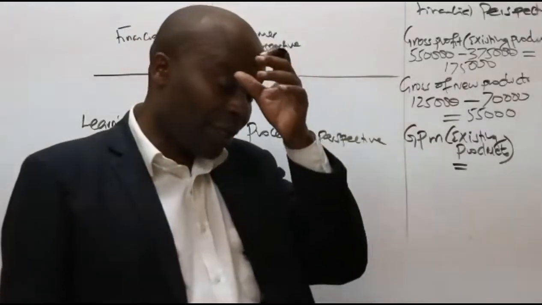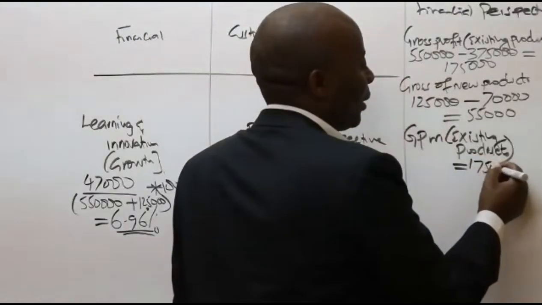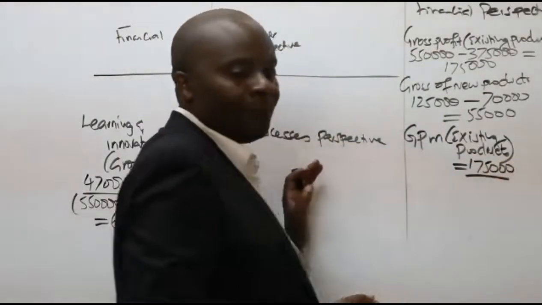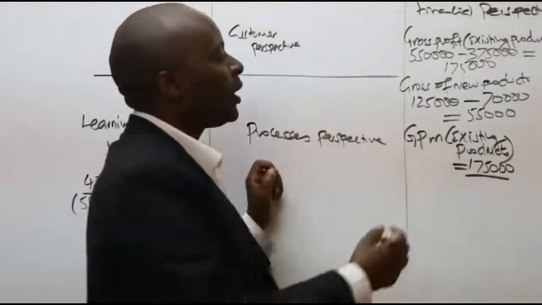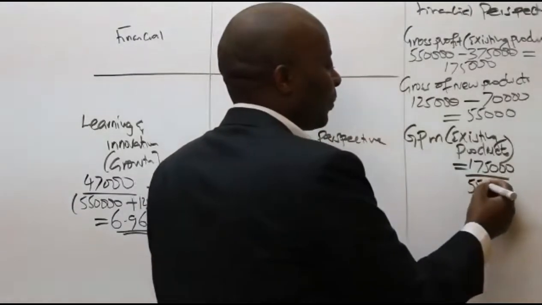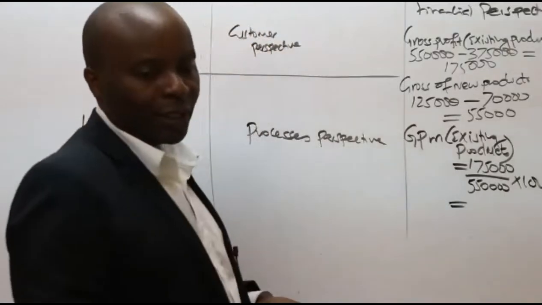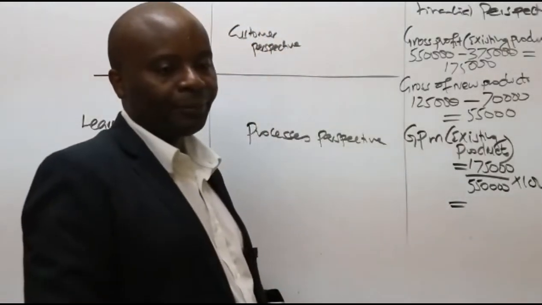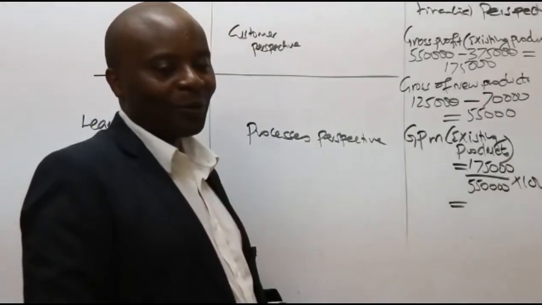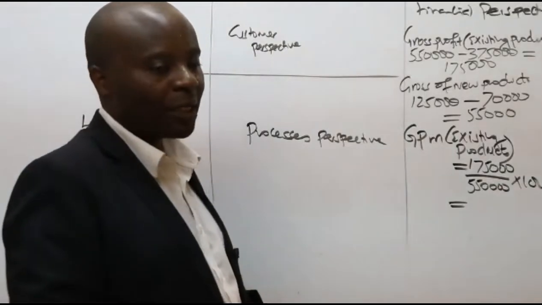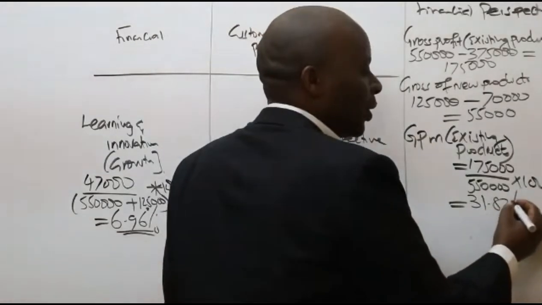So for the existing products, gross profit is 175,000 divided by the sales of the existing product, which is 550,000, times 100. So could you kindly give me an answer at the end of the day? What figures are we going to get? Gross profit margin of the existing products is 31.82%. These are some of the metrics I'll be interested in.